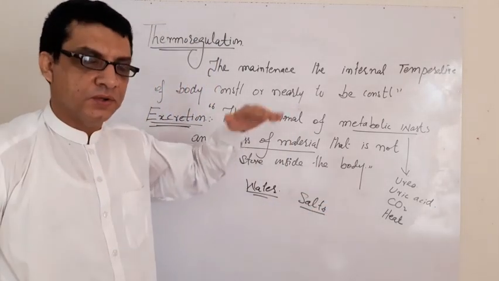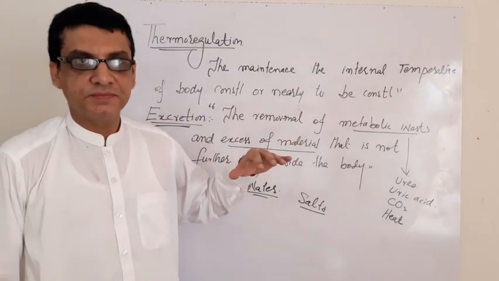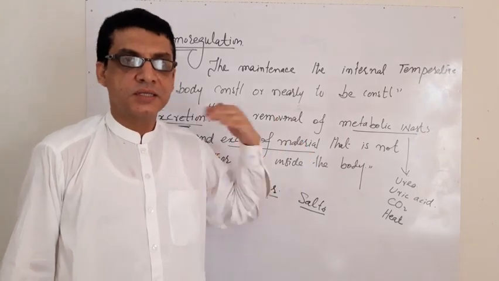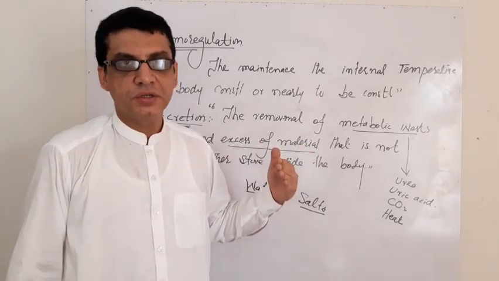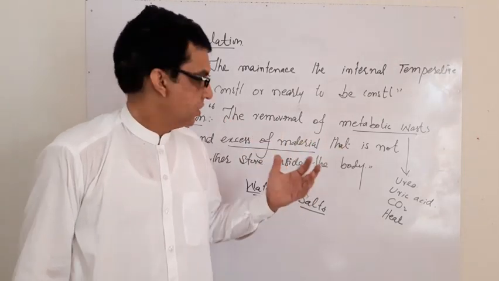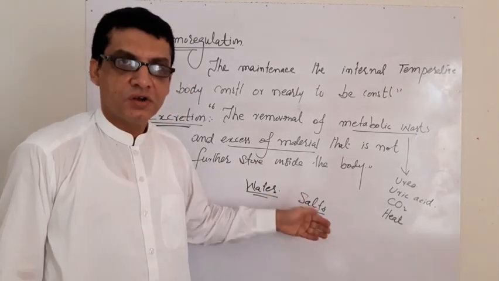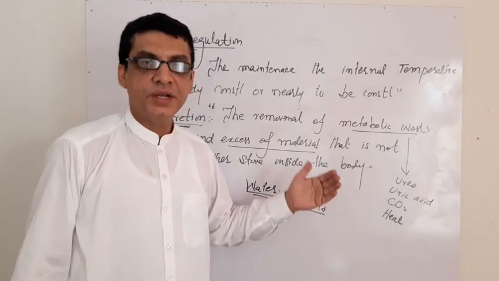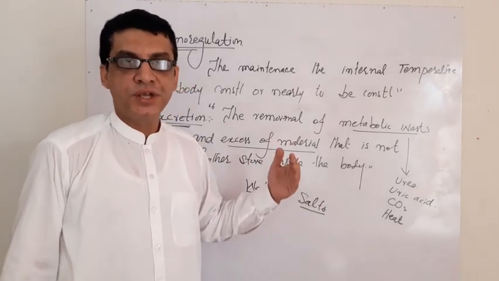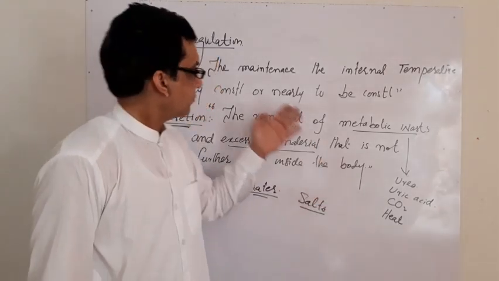Like water maintenance, or solute and solvent concentration, it is maintained. If there is excess of water, it will disturb the osmoregulation. It will disturb the solute and solvent concentration of the body. So through excretion, the excess water will be removed. And if the salt concentration increases, it means the solute concentration will increase and the osmoregulation will be disturbed. So excretion removes the excess of salt.